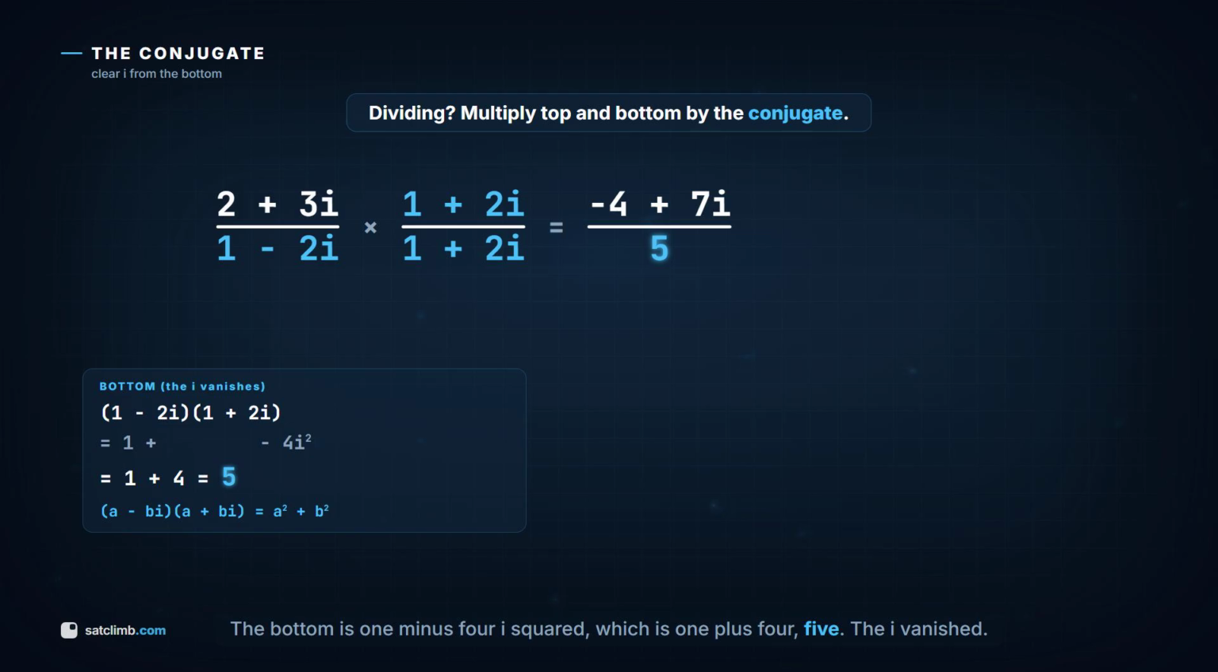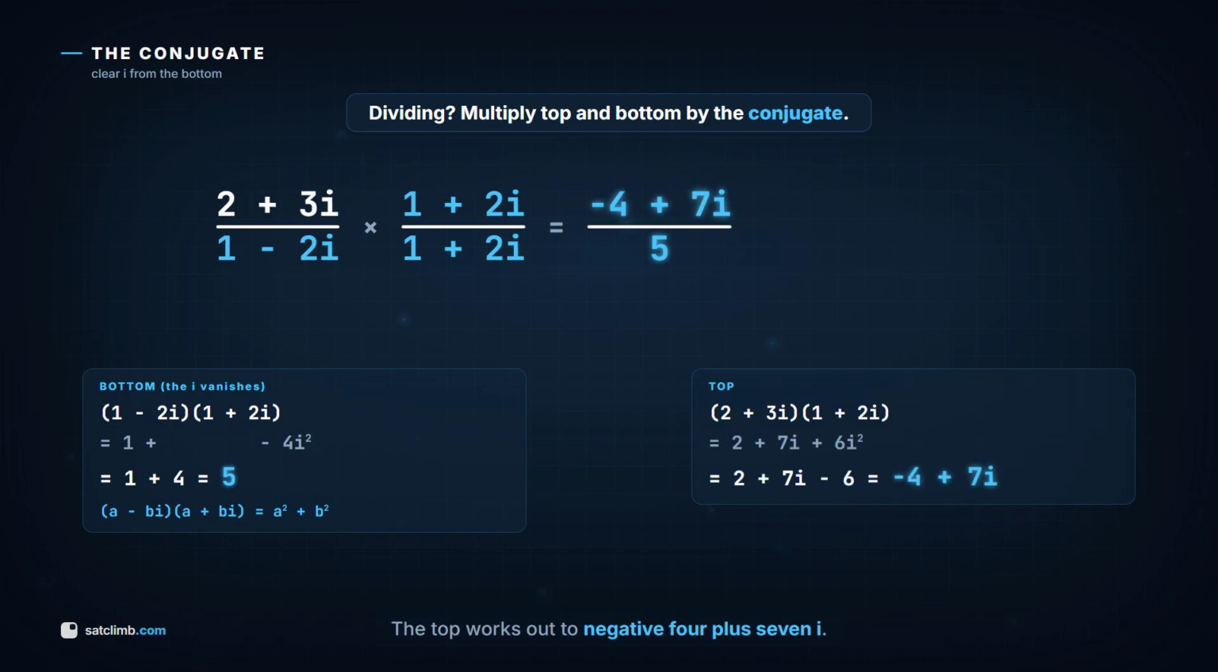The top works out to -4 plus 7i, so the answer is -4/5 plus 7/5 i. The conjugate always clears the bottom, because a minus bi times a plus bi is a squared plus b squared.